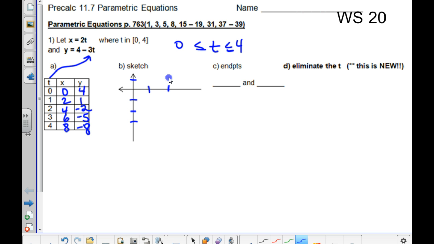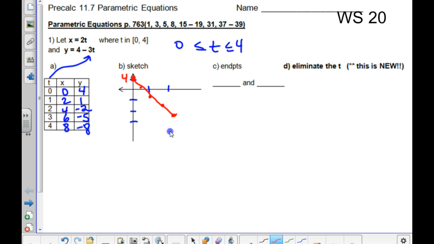So 0, 4 was up here, and 2, 1 would be over here somewhere. 4, negative 2 would be down here. 6, negative 5. 8, negative 8. We're getting a little line segment, guys. Oh my goodness, I can't draw straight.